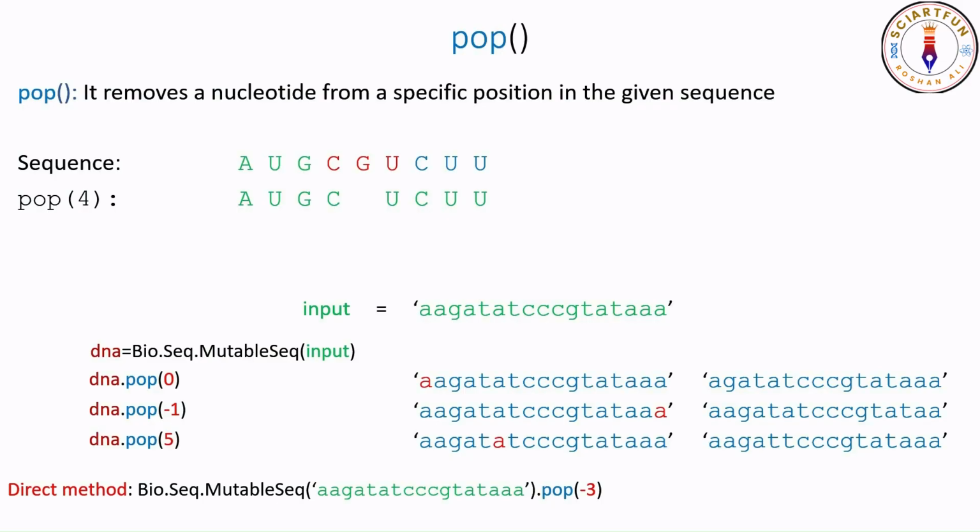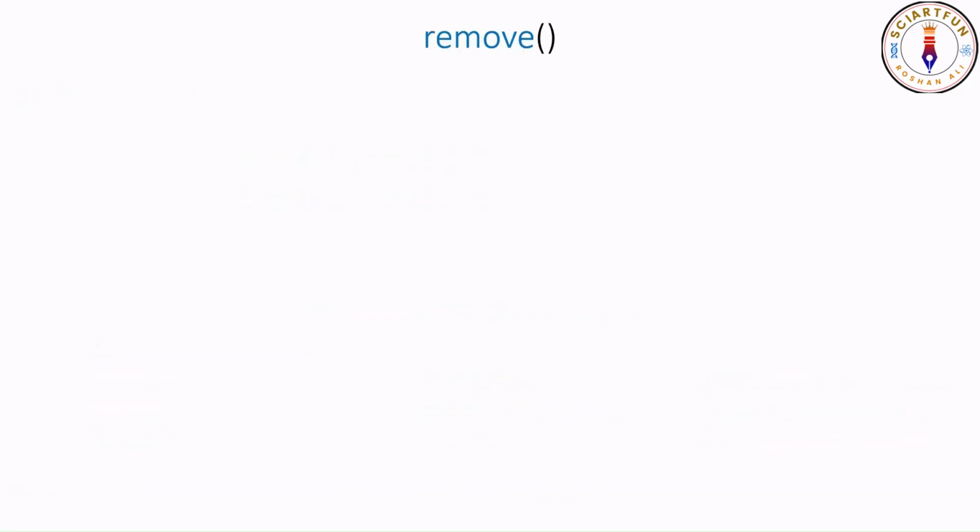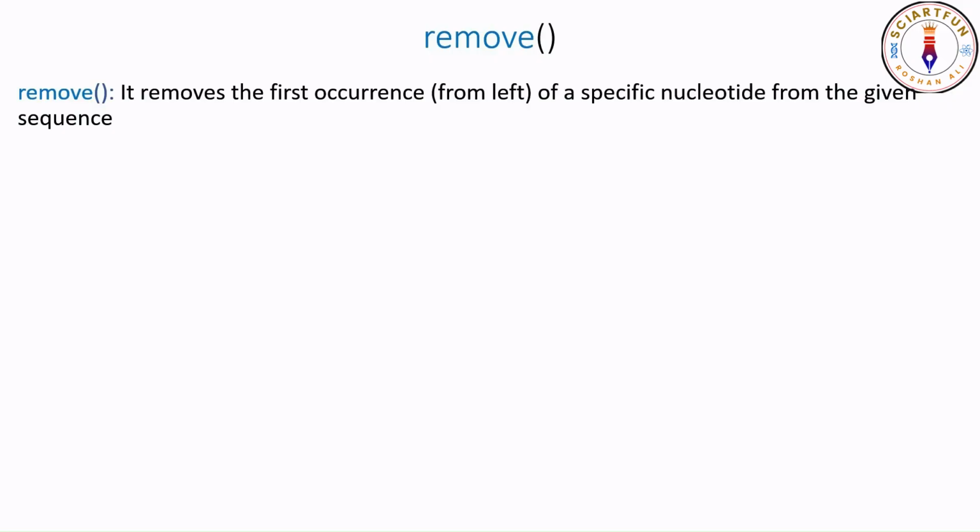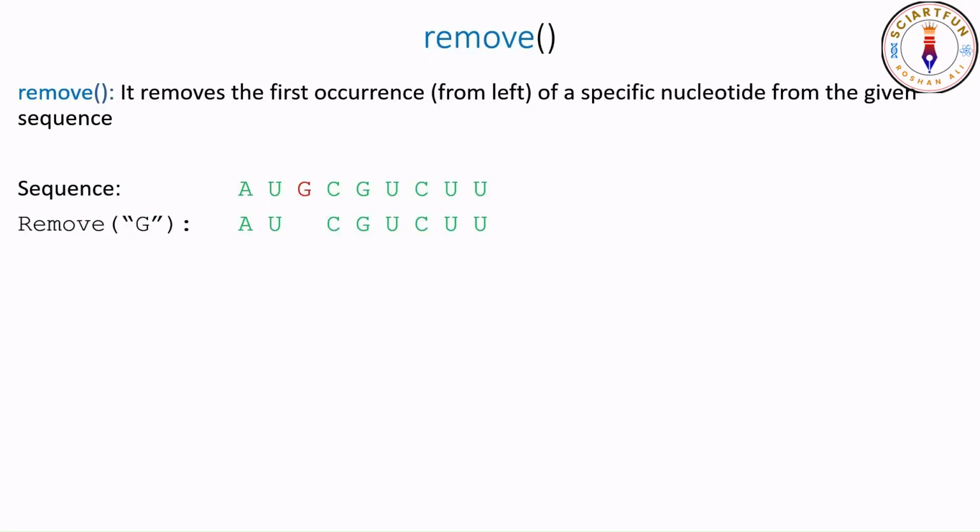There is another method for removing a nucleotide from a sequence. It is the remove method. In the pop method, you give the position of the nucleotide which you want to remove. In the remove method, you give the nucleotide which you want to remove. If you want to remove G, then type G as your argument. Remember, it will only remove the first G from the left side.